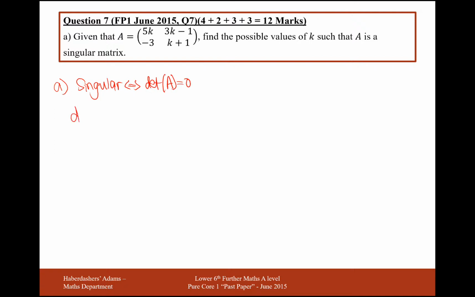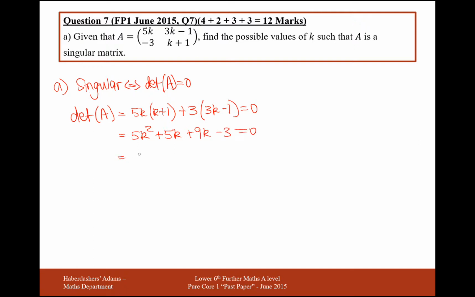So the determinant of the matrix A is equal to 5k times k plus 1, take away minus 3, so plus 3, lots of 3k minus 1, equals 0. So this is going to be 5k squared plus 5k plus 9k minus 3 equals 0. So here we'll have 5k squared plus 14k minus 3 equals 0.